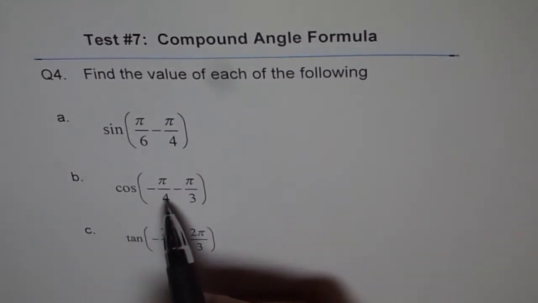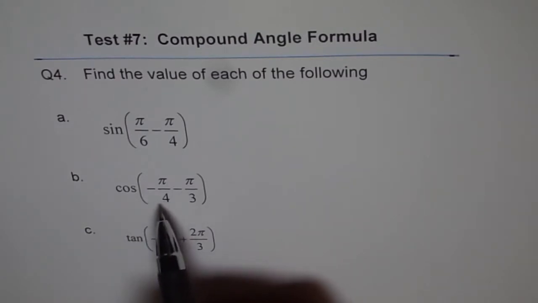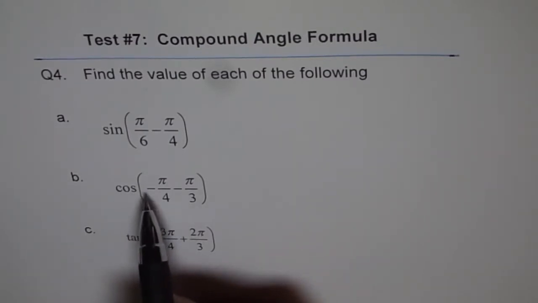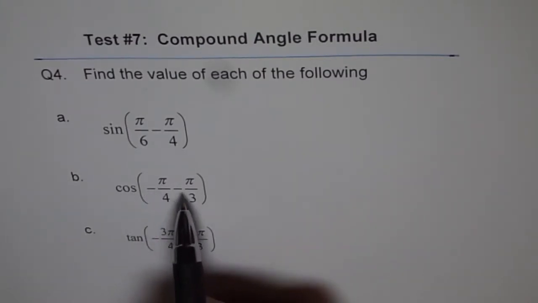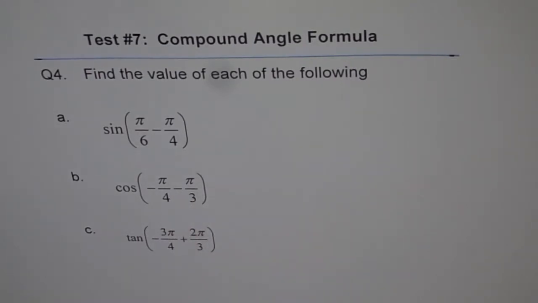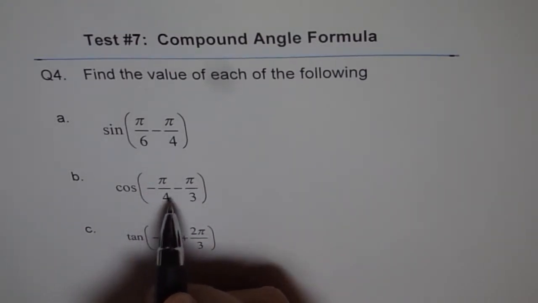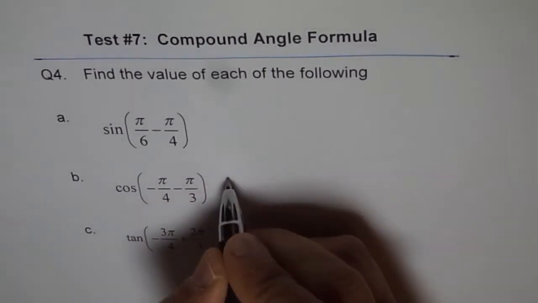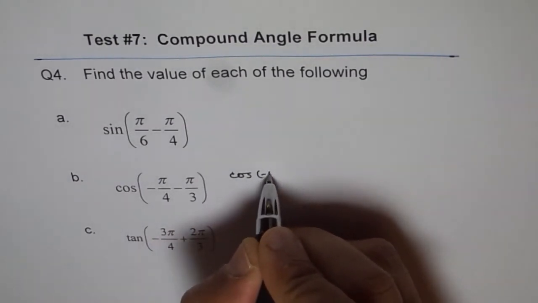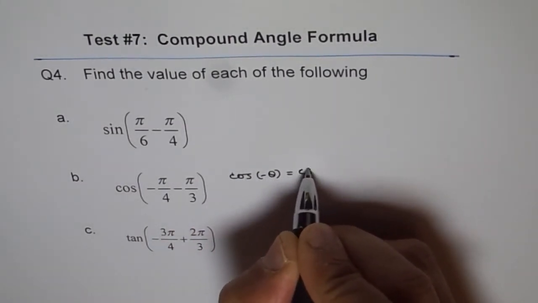Now the second one has a twist: we have cos of minus pi by 4 and minus pi by 3. That makes things more difficult at times. But remember that cos of minus theta is cos theta. That should help you to answer this, right? So the hint here is that cos of minus theta is equal to cos of theta.